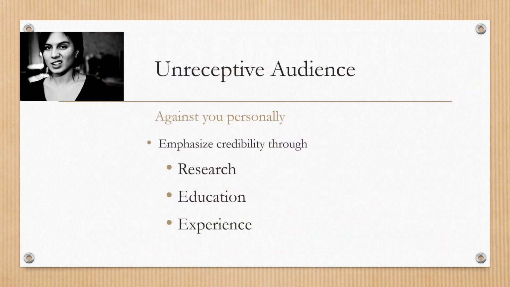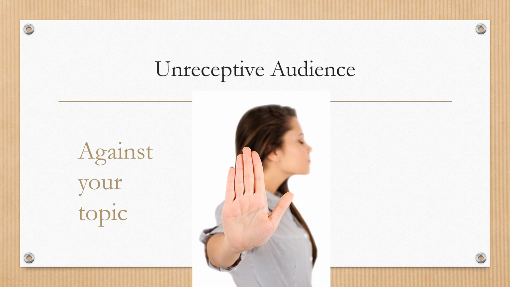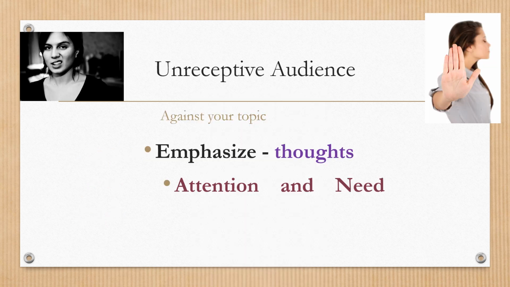What you're going to do if they're unreceptive toward you personally is really emphasize your credibility. You're going to show the research that you've done, your education, your great experience in this area. So even though they may not like you, they may be compelled to think, you know what? They are making sense. And again, that's only if they're unreceptive to you personally, which I've never had in all my years of teaching. If the audience is unreceptive towards your topic, you're going to emphasize thoughts, especially attention and need.